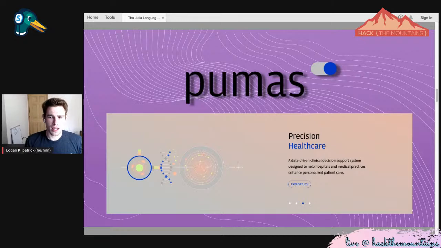Someone in the chat is saying, what are some real world applications and some places where Julia is already being used? So it's a great question. This is one of them. Pumas is one of them. The Pfizer team, the Moderna team are both using Julia.